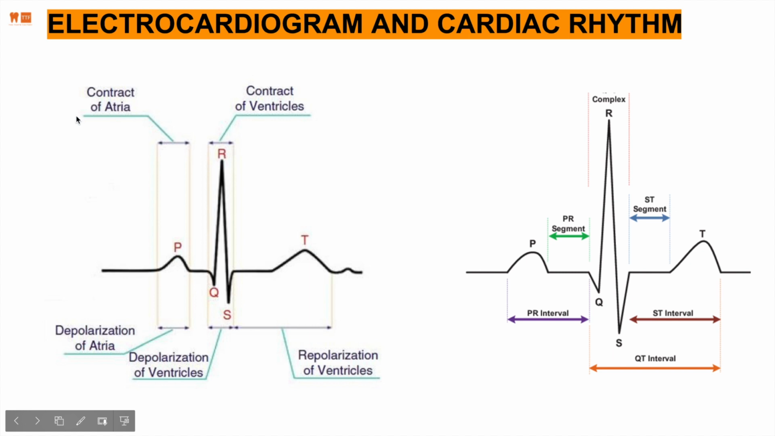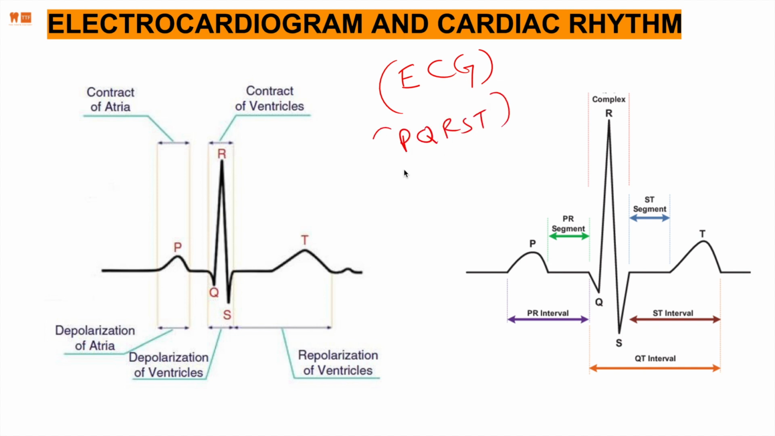So how does that get recorded? It gets recorded using an ECG, electrocardiogram, into a cardiac rhythm that we can call a PQRST wave. Fair enough? Okay, so what's the P wave?